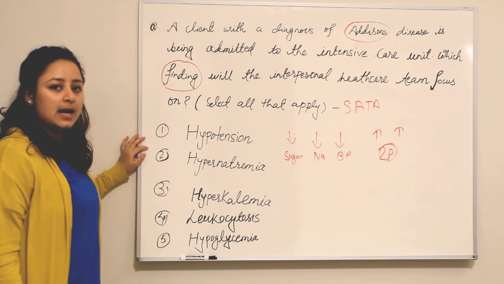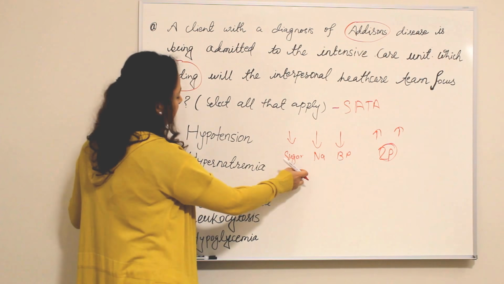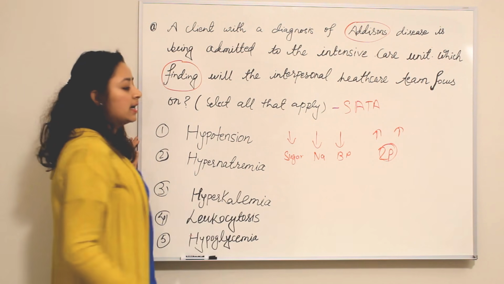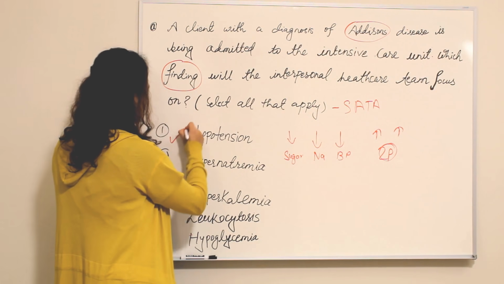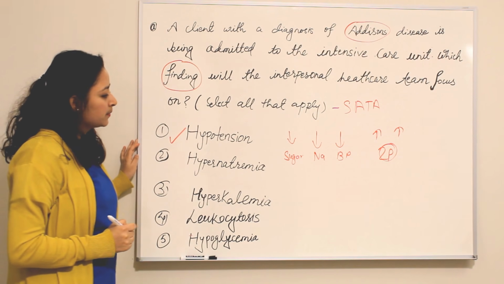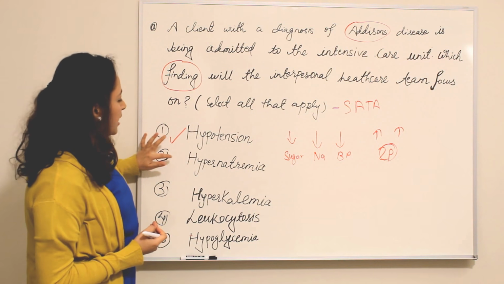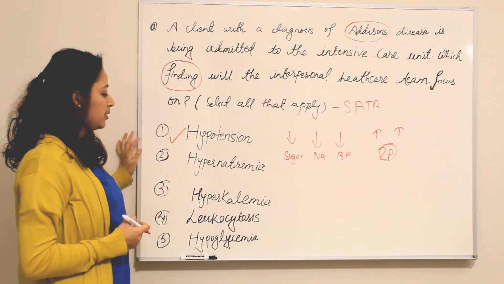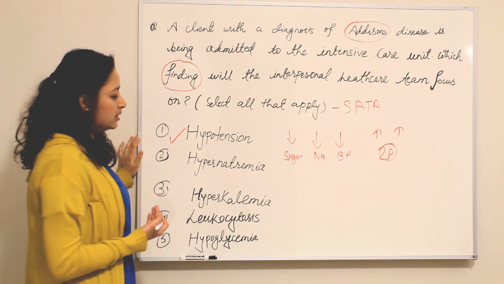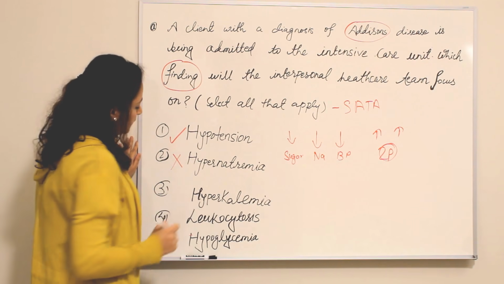The first option is hypotension. So we have to identify from here, is hypotension associated with Addison's disease? Yes, because we have decreased BP in Addison's disease. So this is a correct answer. And the second one is hypernatremia. Is hypernatremia associated with Addison's disease? No, because hypernatremia is associated with Cushing's disease. We have decreased sodium in Addison's. So this is a wrong answer.